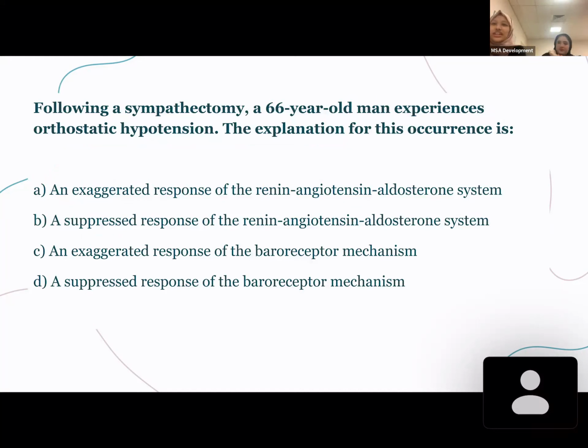Following a sympathectomy, removal of sympathetic nerves, a 66-year-old man experiences orthostatic hypotension. The explanation for this occurrence is which one?